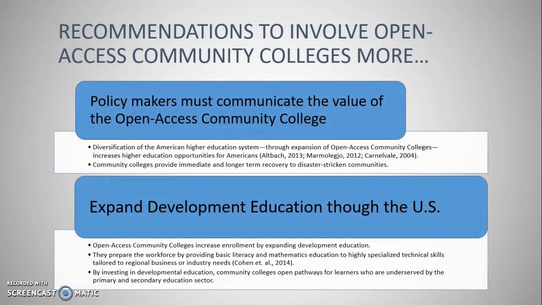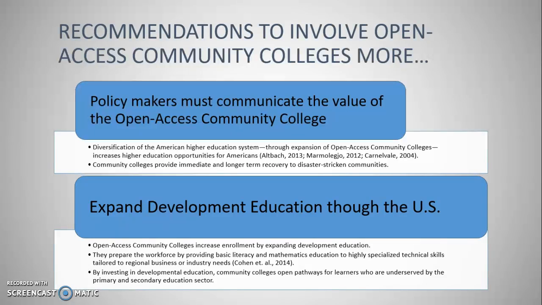Now, after presenting the research and developing a clearer picture about the economic impact of open access community colleges, there are a couple of recommendations that should be made to utilize open access institutions more effectively. One, policymakers must communicate the value of the open access community college. Through the expansion of open access community colleges, there has been an increase in higher education opportunities for Americans. In addition, community colleges should be vastly more promoted in their role to provide immediate and long-term recovery to disaster-stricken communities, and they are adaptable and responsive to the diversity needs of the local populations.